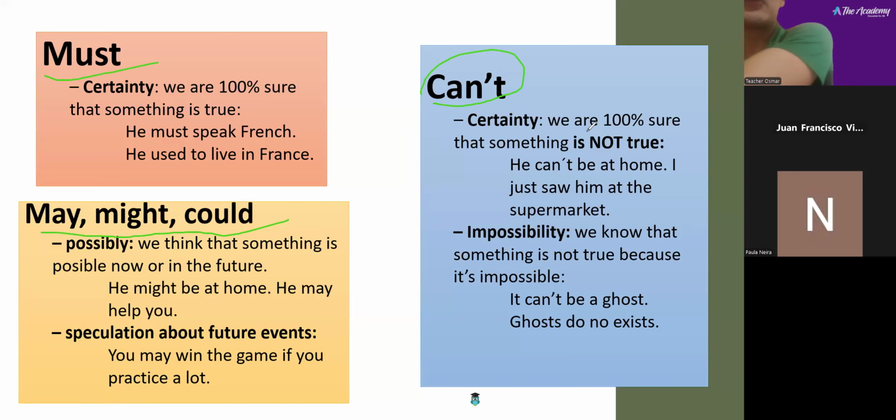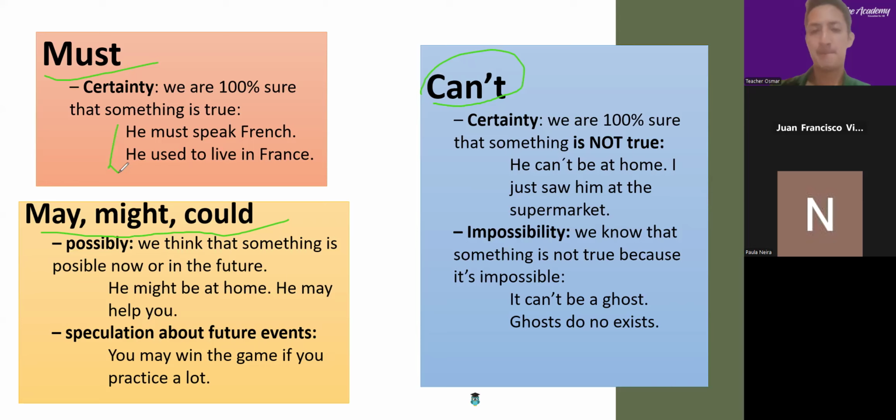Let's start with the first one, that is must. We use must to make a speculation when we are 100% sure that something is true. So, can you read the example, Juan Francisco? Can you read the example in the case of must? Yes, teacher.